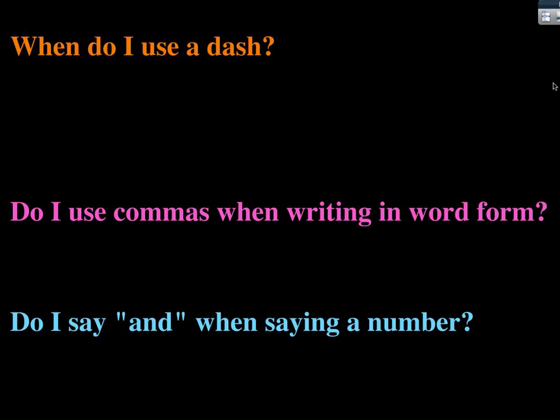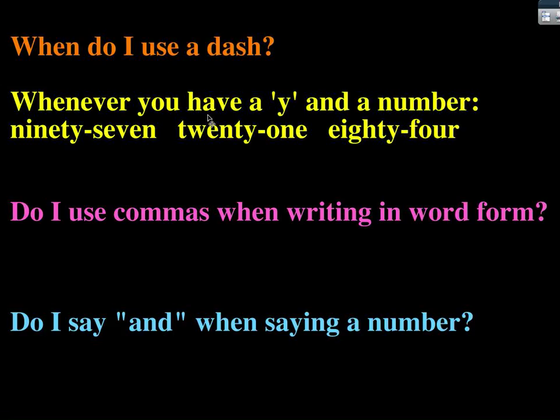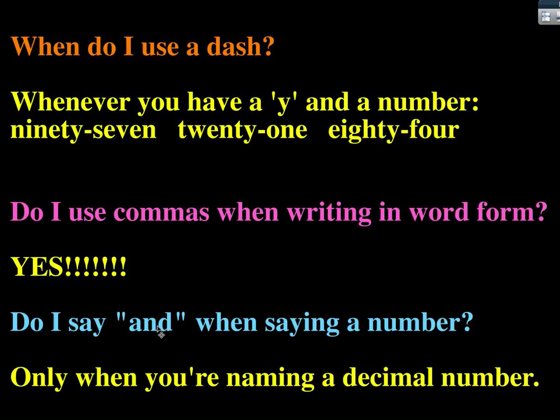Okay, a couple of rules that we have to remember when we're naming numbers. Do I use a dash, and when do I use a dash? Whenever you have a y in a number, so like 97, 21, 84, you should always put that dash in there. Do I use commas when writing in word form? Yes, you do. You still use commas. And do I say and when saying a number? You really shouldn't, because and in math, when you're naming a number, means the decimal point. So when we start naming decimal numbers, then we use the word and.